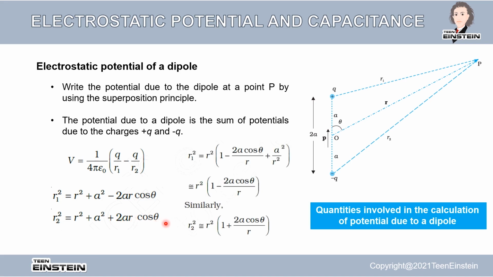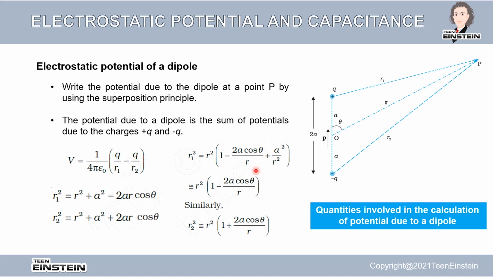Now we are just going to apply this. Let's take R1 squared and take R squared outside the bracket. Then we have 1 here, and where we have A squared, we have A squared by R squared, minus 2AR cos theta by R squared. R and R squared get cancelled, so we get 2A cos theta by R.